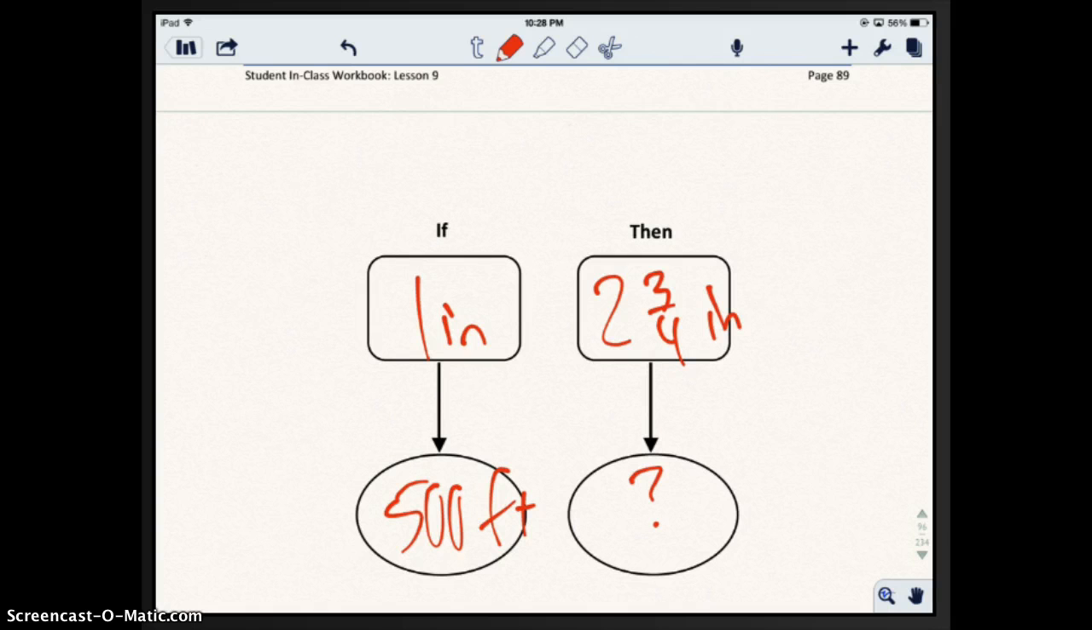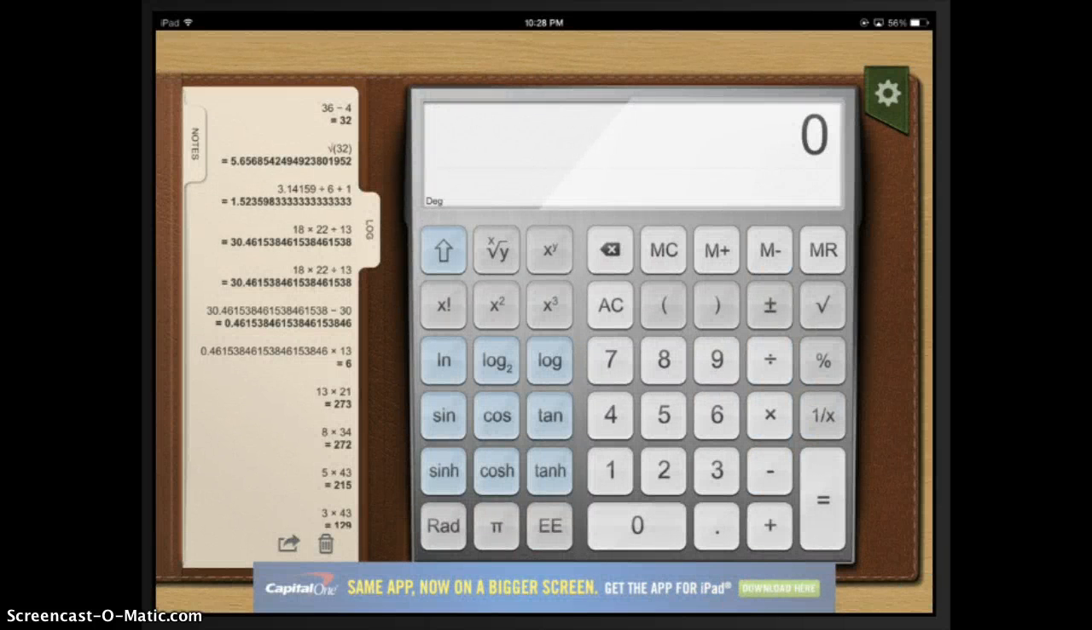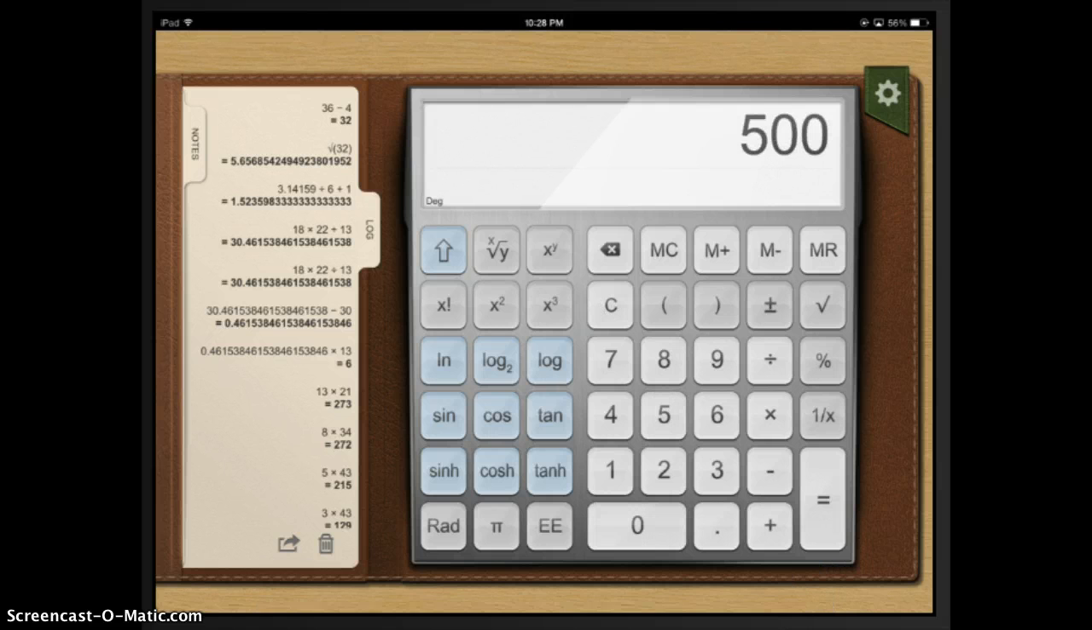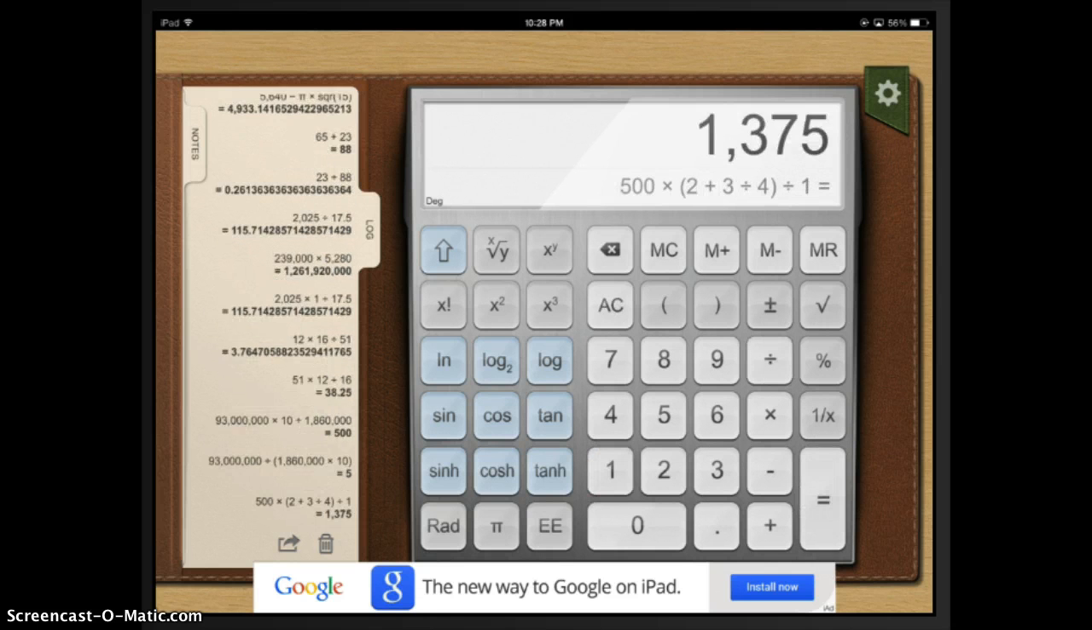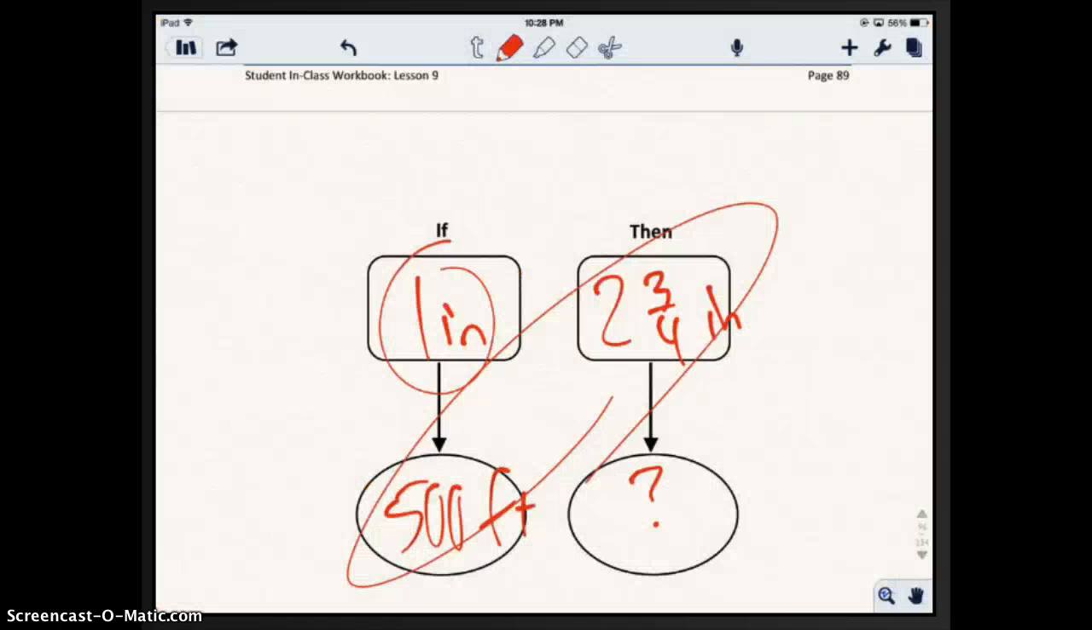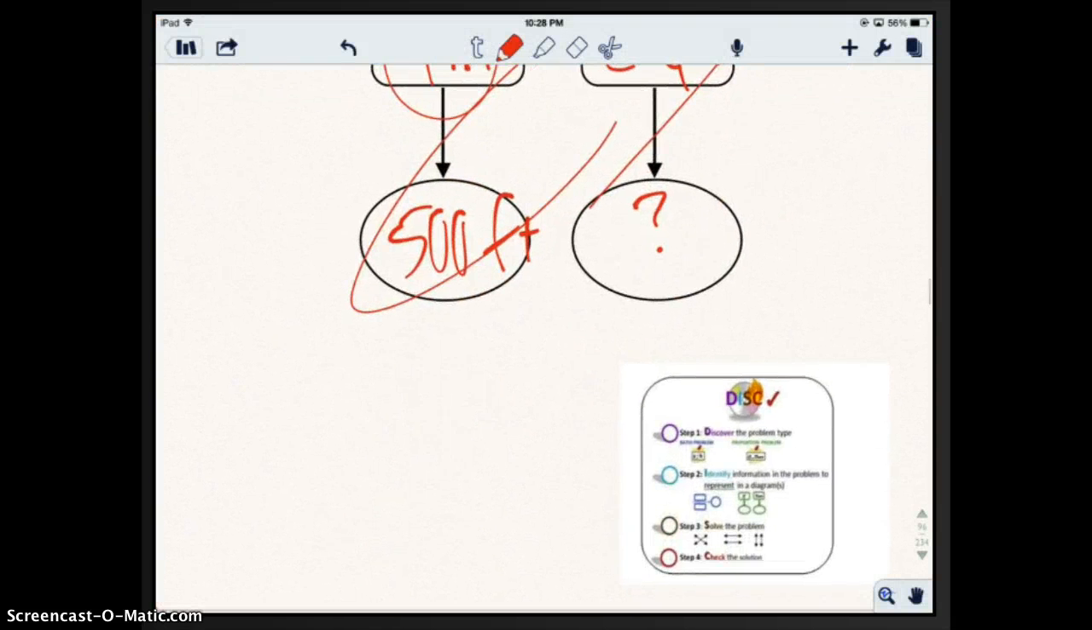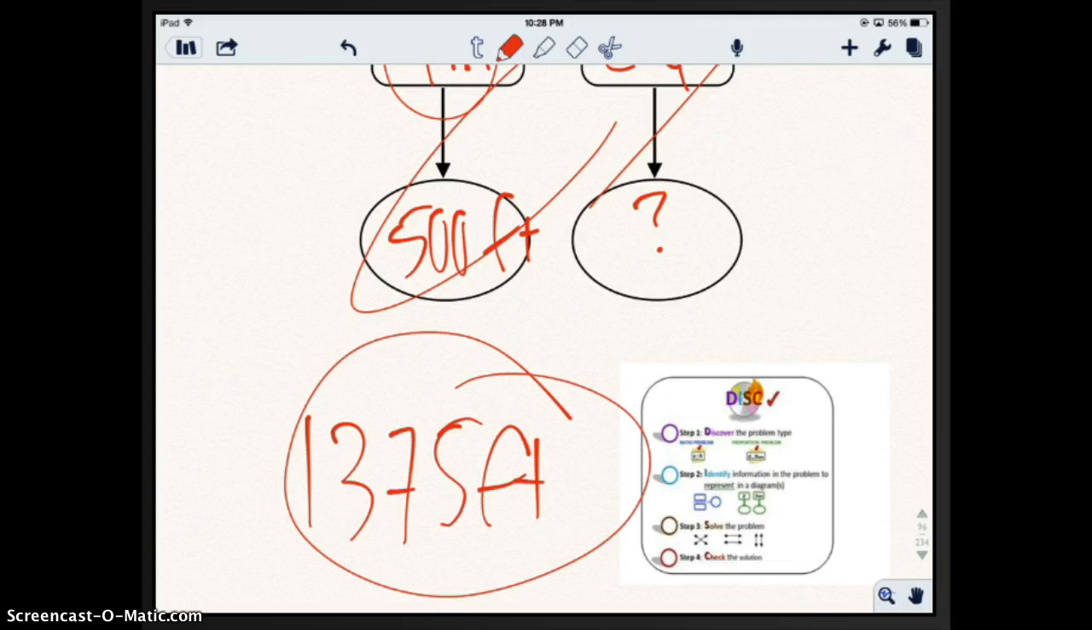Well, pretty easy to do if you have a calculator, which you all should have. Now I'm going to cross multiply these and divide by that. So I'm going to do 500 times, and then in parentheses 2 plus 3 divided by 4. That's how you type in 2 3/4. And then divide by 1. Press equals, I get 1,375. So 1,375 feet. It's probably about a quarter of a mile.